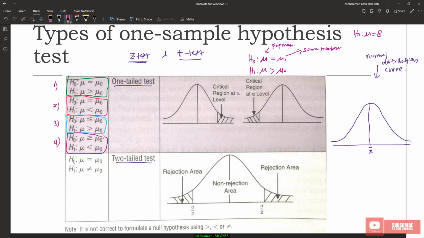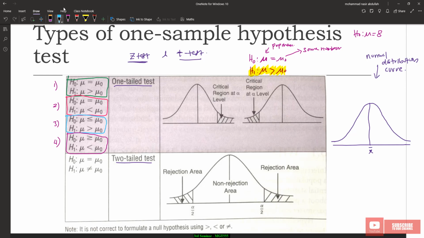Maksudnya mu is more than some number lah. So, untuk determine, remember, listen carefully, this one is very important. To determine whether the test is one-sided or one-tail test, or two-sided or two-tail test, it depends on the alternate hypothesis. It depends on alternate hypothesis. Right?